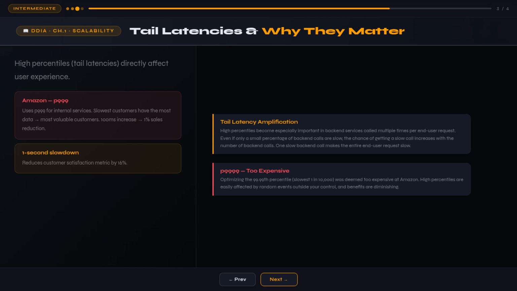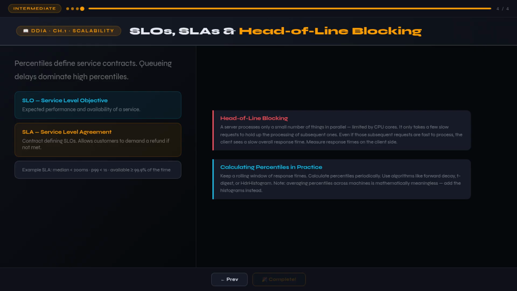The book's recommendation: use percentiles in your service level objectives and service level agreements. An SLA might say: median response time below 200 milliseconds, P99 below 1 second, service available 99.9% of the time. This sets contractual expectations for clients. If the SLA is not met, clients can demand refunds. These aren't just internal targets; they're commitments with consequences.